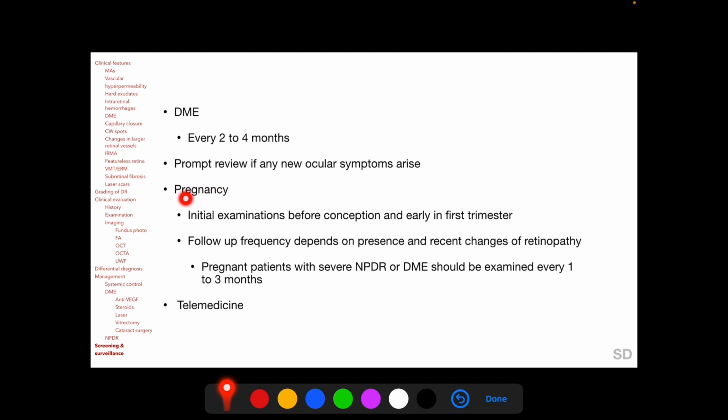Pregnancy is a special consideration for diabetic retinopathy, and initial examinations are recommended before conception and early in the first trimester, and follow-up frequency depends on presence and recent changes of diabetic retinopathy. Pregnant patients with severe NPDR or DME should be examined every 1 to 3 months till after delivery. Telemedicine has become an important screening and surveillance tool for patients residing in areas with inadequate healthcare facilities.